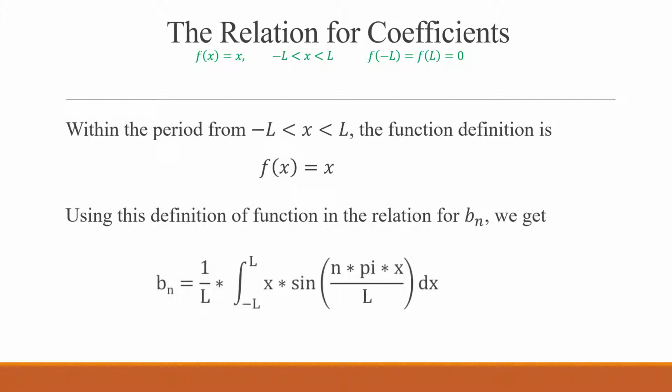We will use this definition of the function f of x equal to x, and we will replace the function f of x in the Bn formula by its value x, and we will solve the integration to get the value of Bn. Here the Bn formula is given with function f of x replaced by its value x. We see that Bn becomes Bn equals 1 over L times integral from minus L to L of x times sine of n pi x over L.